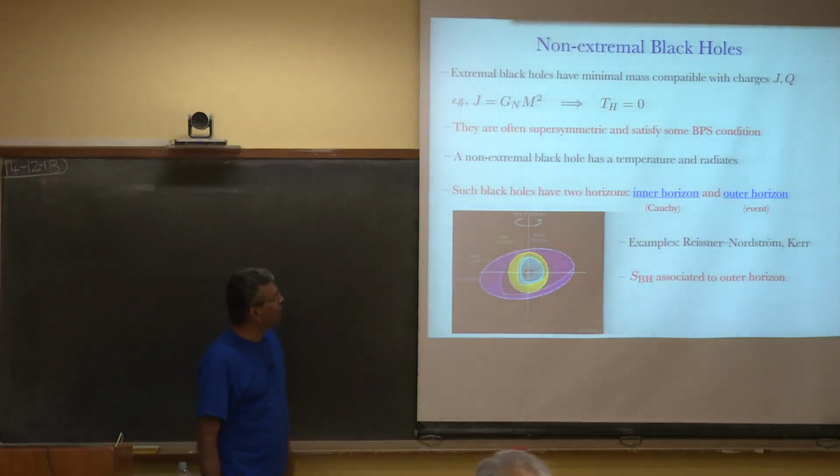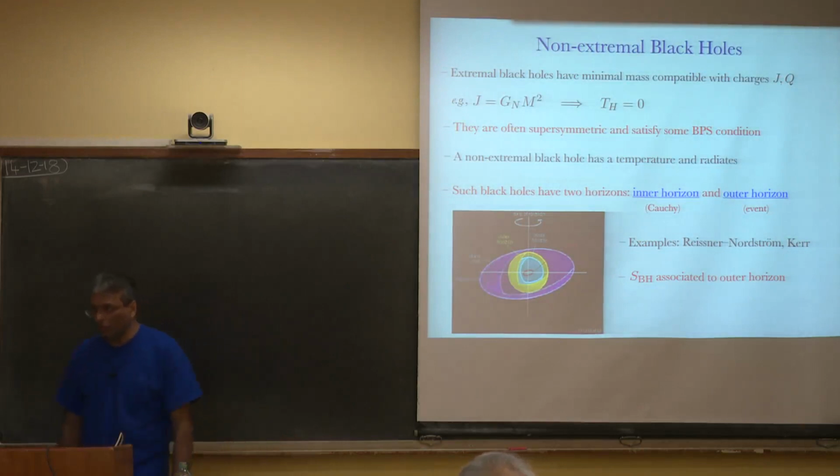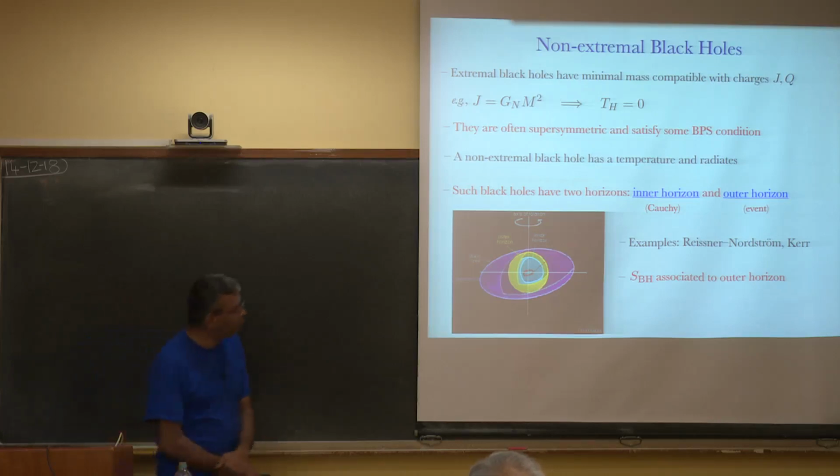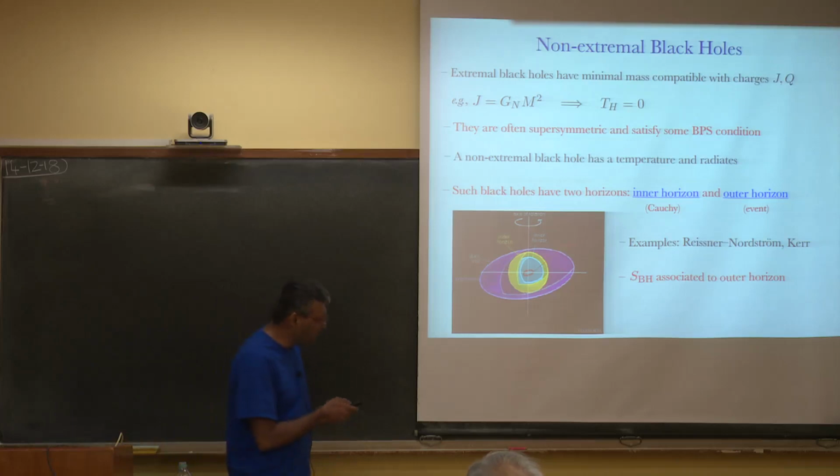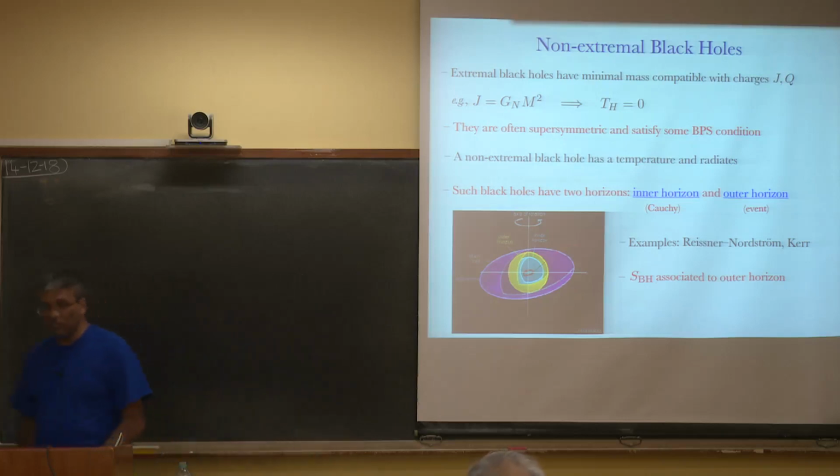I'll discuss some non-extremal black holes, and the generic black hole we see in the sky is non-extremal. And these black holes are differentiated from the extremal black holes, and the extremal solutions satisfy some BPS condition. The classic examples are Kerr and Reissner-Nordström. And these solutions have an inner horizon. So the inner horizon is in the interior of the black hole, and it shields the singularity. And the entropy is really associated to the outer horizon. But thermodynamic properties can be associated to the inner horizon as well, as we'll see.